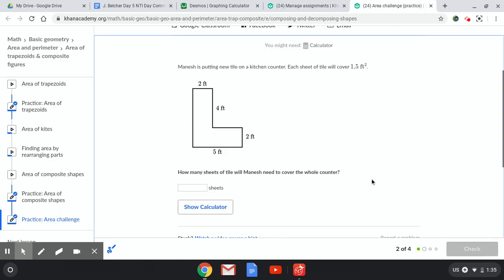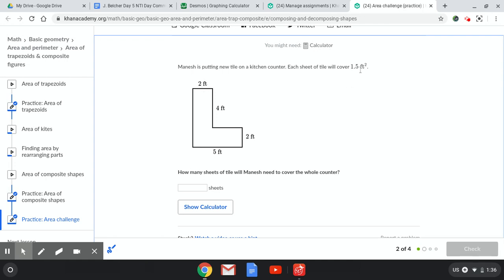Okay, so the next one, it says, Manisha is putting new tile on the kitchen floor. Each sheet of tile will cover 1.5 feet square. How many sheets of tile will she need to cover this whole counter? So we're probably going to have to break this into two. Like if you think about putting a line right here, that will give me a rectangle on top, which is 4 times 2 or 8. And on the bottom, I'd have 10. 5 times 2 is 10. So it looks like it's 18 feet square.